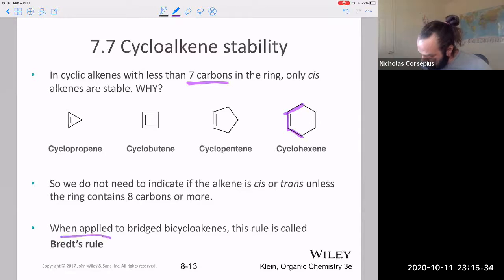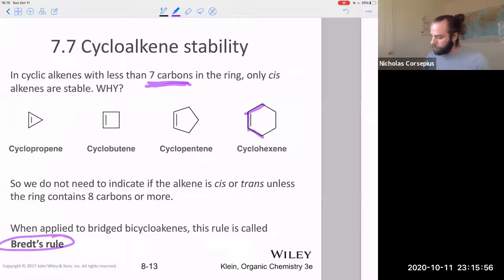You can figure out whether one's stable or not using Bredt's rule. I'm not going to bother with it. It's not all that big of a deal. We're going to focus on cycloalkenes that have 7 carbons or fewer. So they're always going to have this cis stereochemistry. And because of that, you don't have to include the stereochemistry in the name because it's kind of implied. Okay.